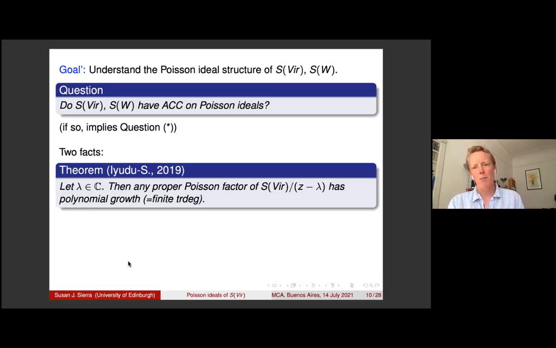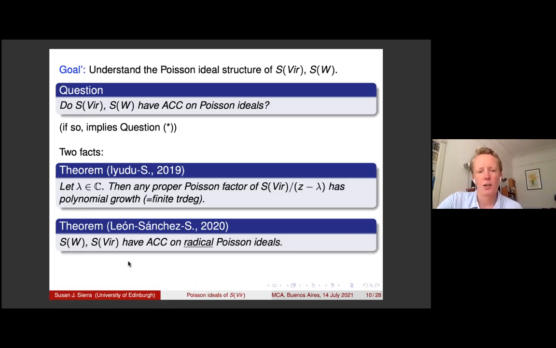Right? If I take any proper Poisson factor of one of these central quotients, then I have polynomial growth. And they also both have the ascending chain condition on radical Poisson ideals. So I have to say I can't answer this question, but I think there's strong circumstantial evidence that it's likely to be true. Okay, so far what I've done is I've asked questions and said I can't answer them. Let's start asking some questions which I can answer.